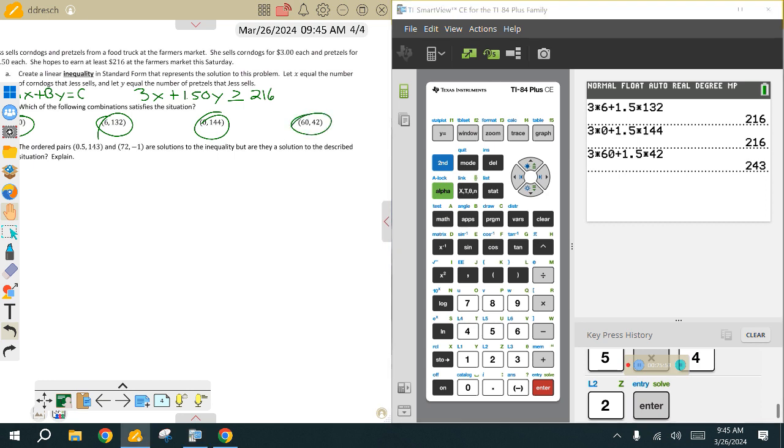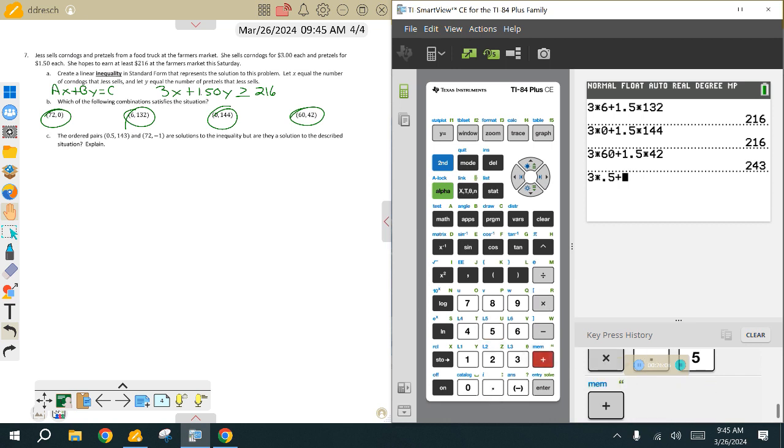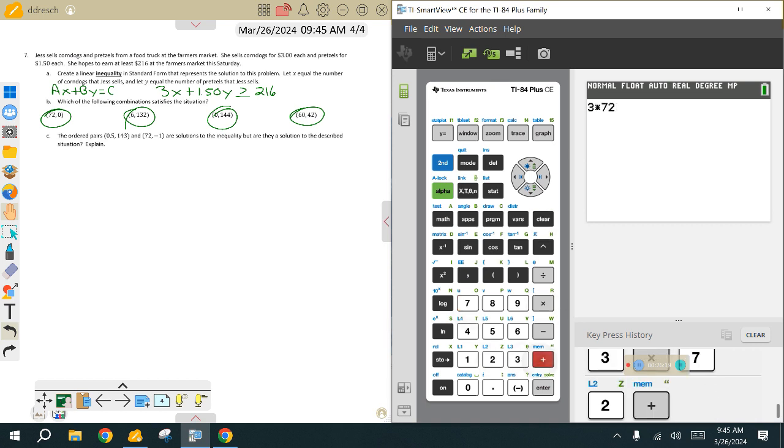So those are all different combos that can work for her to meet her goal. Now, these also meet that goal: 3 times 0.5 plus 143 times $1.50. She meets her goal, $216. Same with this one: 3 times 72 plus $1.50 times -1. Whoops, that one did not. I must have typed something in wrong. -1 does not work for some reason. But the first one did.